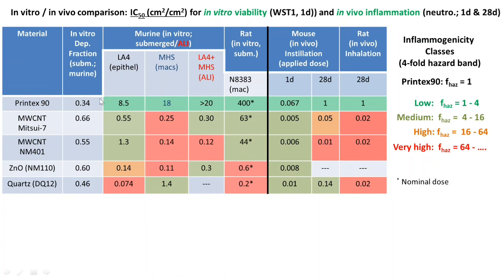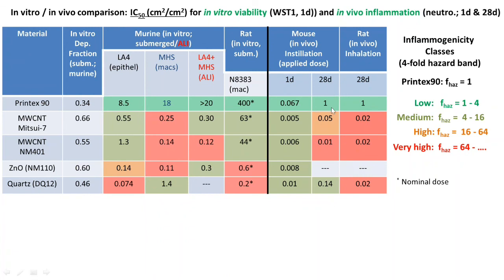But what you see also here, green means this is the lowest hazard ratio, 1 to 4. And then the color coding, this kind of color is 4 to 16, then orange is 16 to 24, and very high is above 64 hazard factor. And then, of course, you see here the gold standard. So Printex is, per definition, the low response. And then you have very high response from all the other materials we tested.